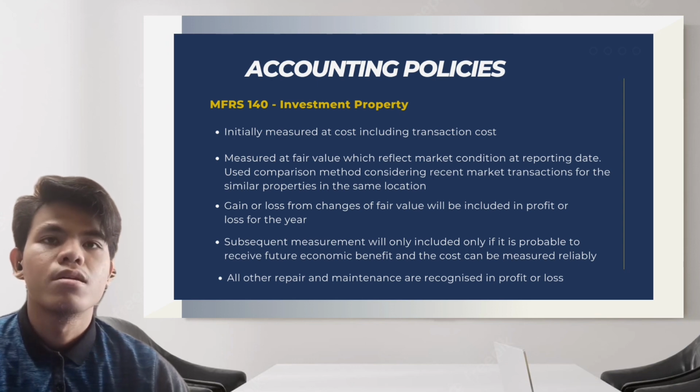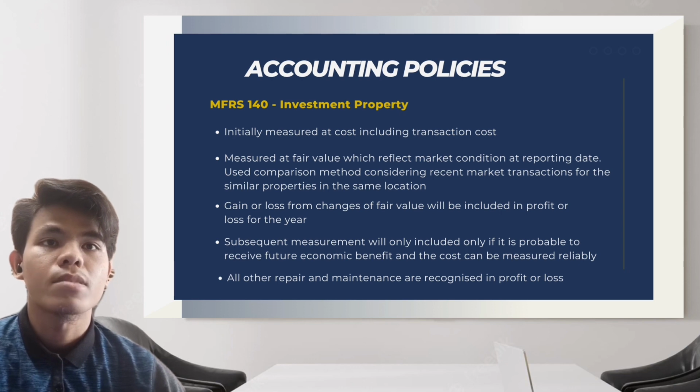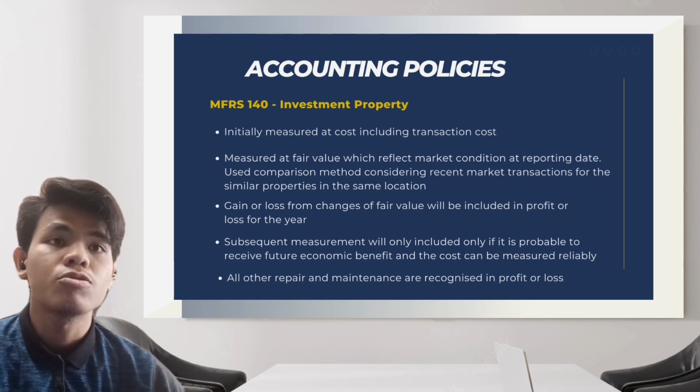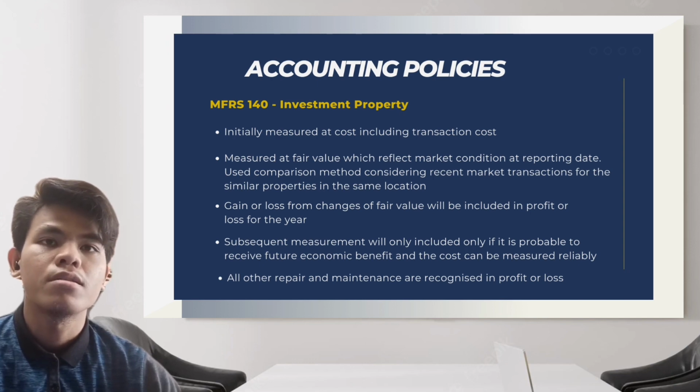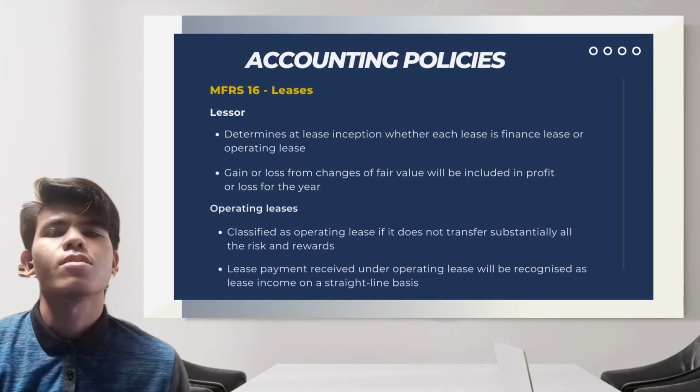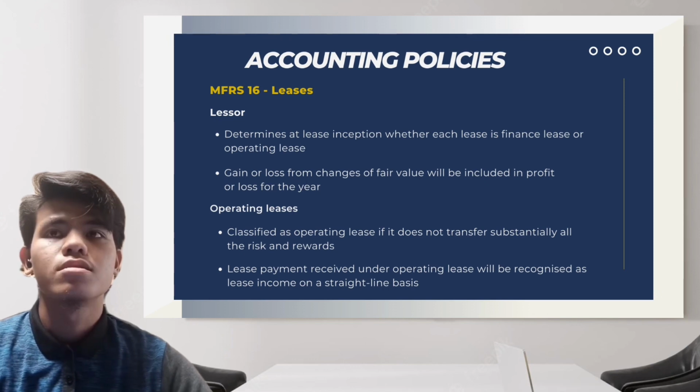And any subsequent expenditure will be included only if it is probable to receive future economic benefits and the cost can be measured reliably. And lastly, all other repair and maintenance are recognized in profit or loss. Next accounting policy is MFRS 16, which is leases.